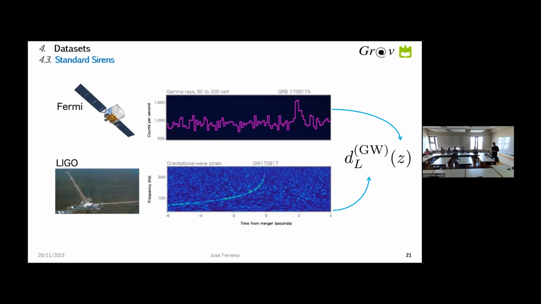Unfortunately, there's only been one standard siren event so far, which is GW170817, and it's the one that I'm showing here. So instead of using standard siren catalogs to constrain our cosmological models, because one event is not enough to provide meaningful constraints on the models that we'll be studying, we'll instead forecast the constraints that these standard siren events are expected to bring us in the future.